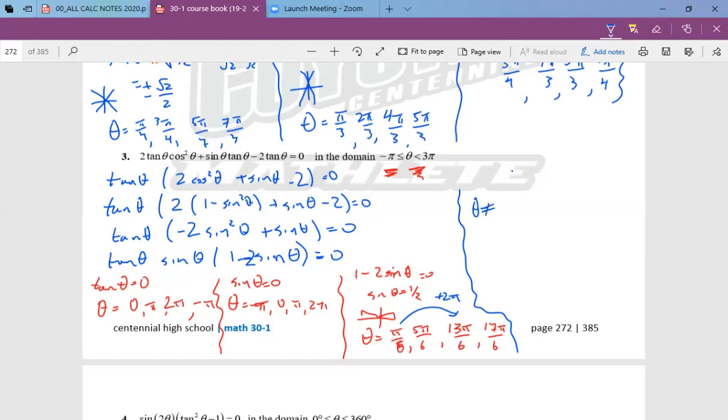Let's first deal with our restrictions. What can theta not equal? The fact that we have tan theta in our equation means that cos theta can't equal 0. So therefore, theta can't equal pi halves plus n pi, where n is an integer. And let's keep that in mind when we look at our solutions.